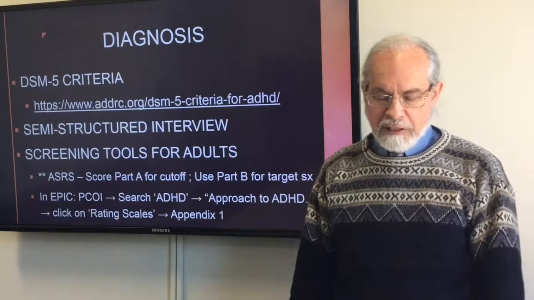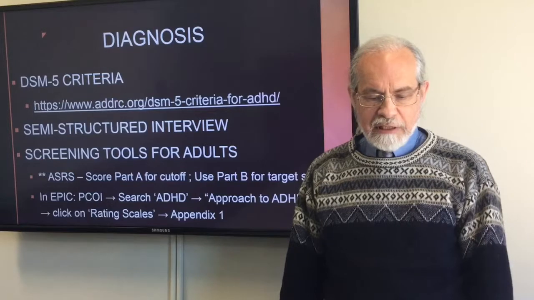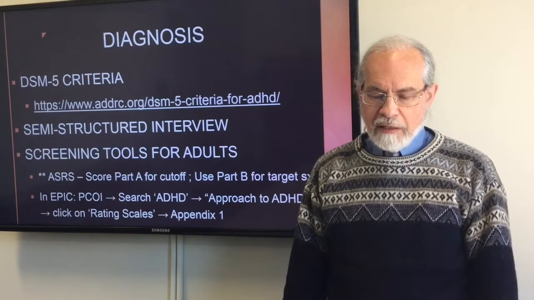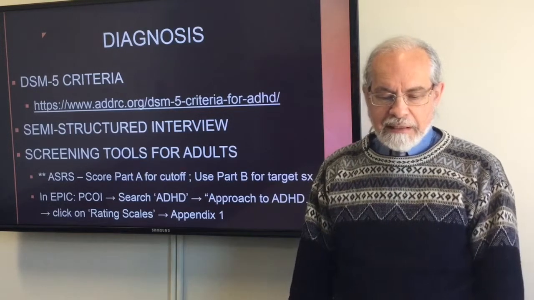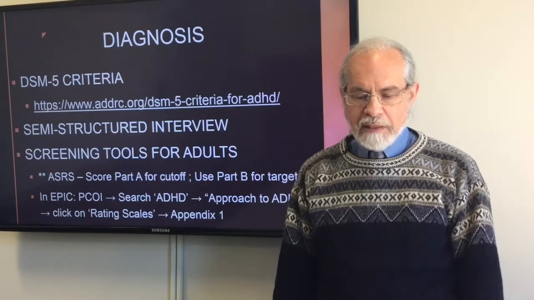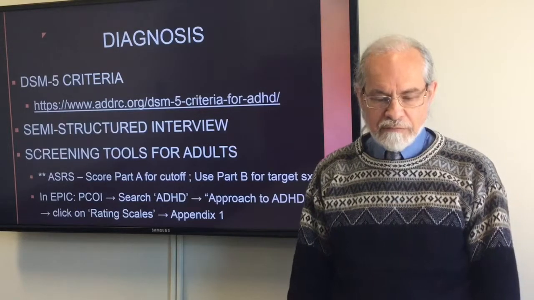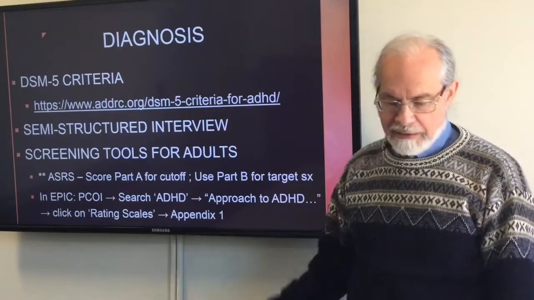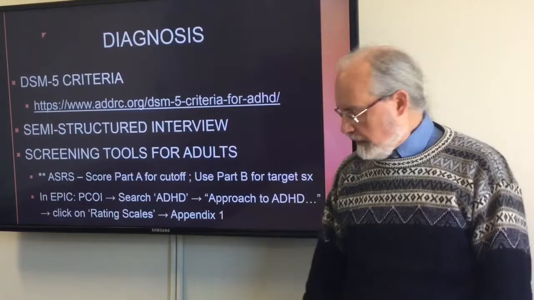A good one, which has been validated and which we have in EPIC, is the Adult ADHD Self-Report Scale, or ASRS. This is the questionnaire that you got a glimpse of at the very end of the role play. It has 2 parts, a part A which has 6 screening questions and a part B which lists 12 other common symptoms which can be used for monitoring progress. And you can see here how to access it in EPIC. We will look at the ASRS in more detail in just a moment.